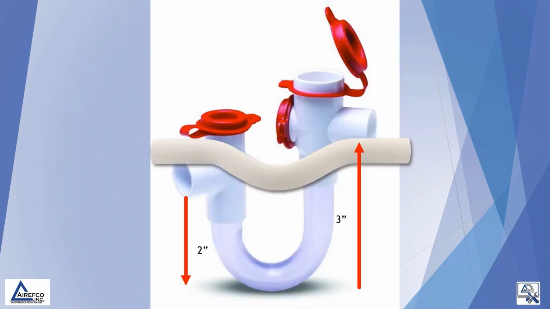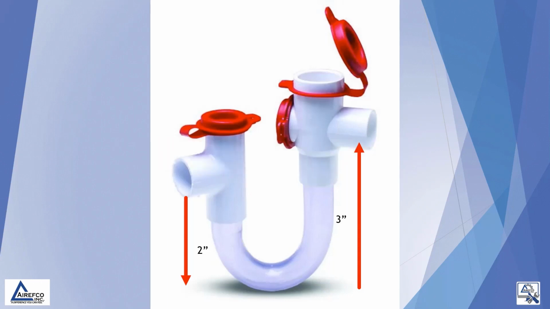So these shallow running traps are not recommended and should never be used to run the condensate for a coil or a condensing furnace. Instead, a trap that has a 3-inch and a 2-inch drop should be used so you have enough pressure to overcome the positive pressure that is exerted upon the condensate by the blower.